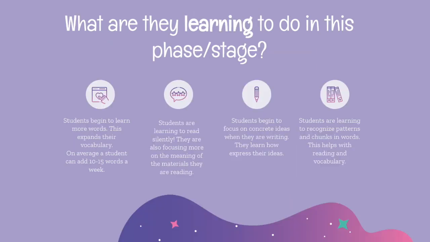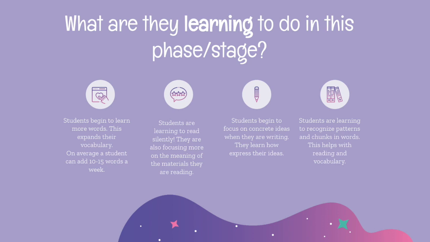Next, we're going to be focusing on what students are learning to do in this phase. So, students should be learning more vocab. They should be picking up on vocab quickly, and teachers should be trying to expand their students' vocabulary. In the textbook, it is said that an average student can add 10 to 15 words per week to their vocabulary, and that should be a goal for the teachers to have their students learning that vocab.